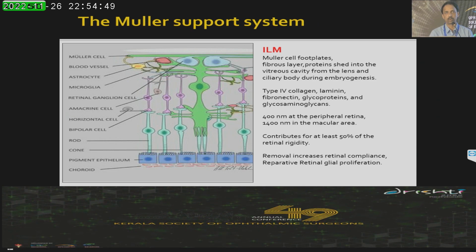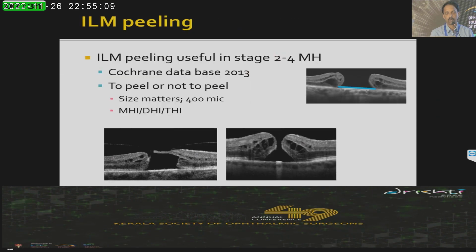Then the whole retina gets a little unstable, and this increased retinal compliance helps us to close the holes. Also, studies have shown that there is a reparative retinal glial proliferation that occurs after ILM peeling. All these help us in closing the macular holes. If you look at meta-analysis, it is very clear that ILM peeling is very useful in stage 2 to stage 4 macular holes. But the question is, do you need to peel ILM in all cases?